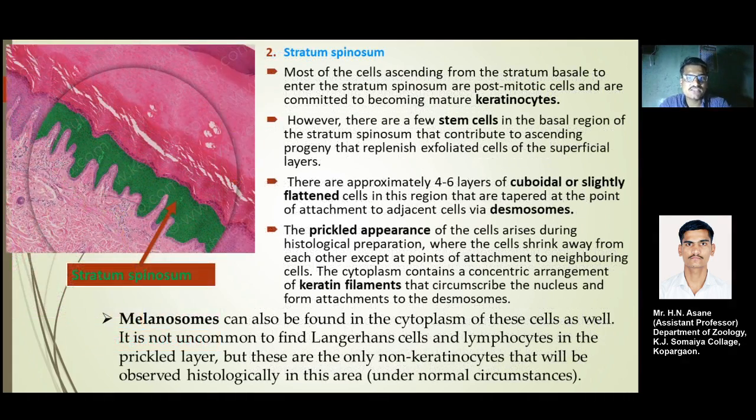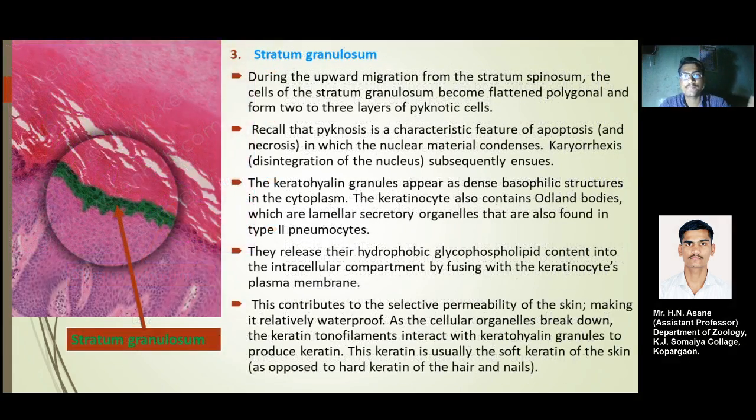As you can see, in the stratum spinosum the cells are cuboidal, or slightly flat, but they are cuboidal. But in the stratum granulosum they are flat and polygonal. They are not cuboidal in shape, they are polygonal, and they are completely flat. This is the difference between the stratum granulosum and the stratum spinosum.